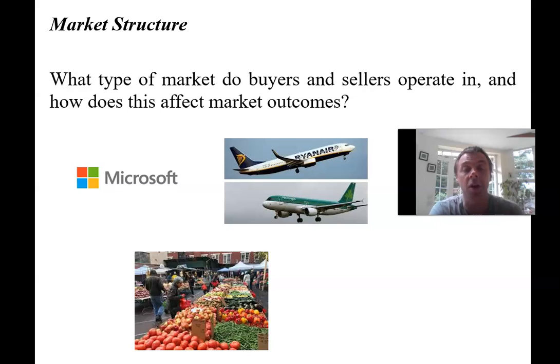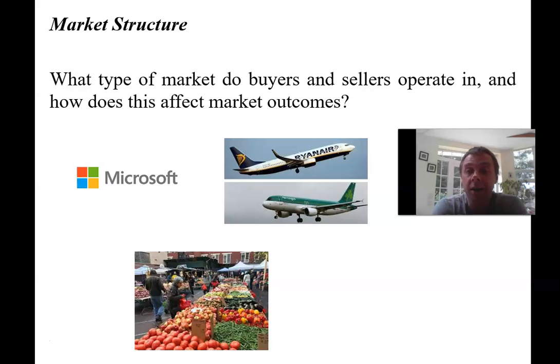If you look at someone like Microsoft, they are effectively a monopoly in producing operating systems for PCs and laptops. So when they make decisions on pricing and so on, they don't necessarily have to take into account how other companies are going to react, because Microsoft effectively dominate the market.